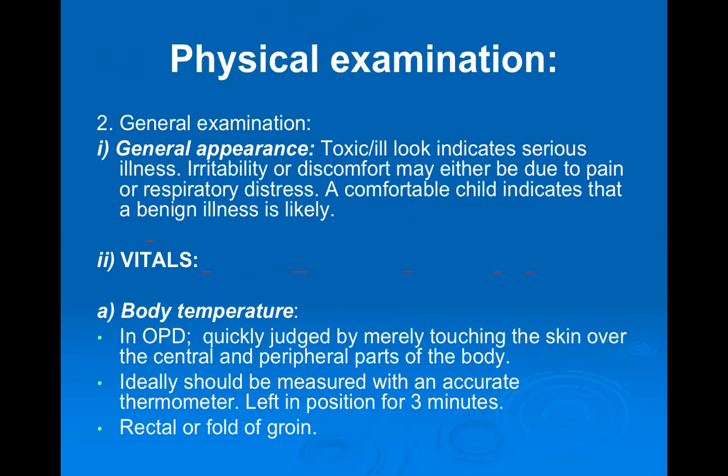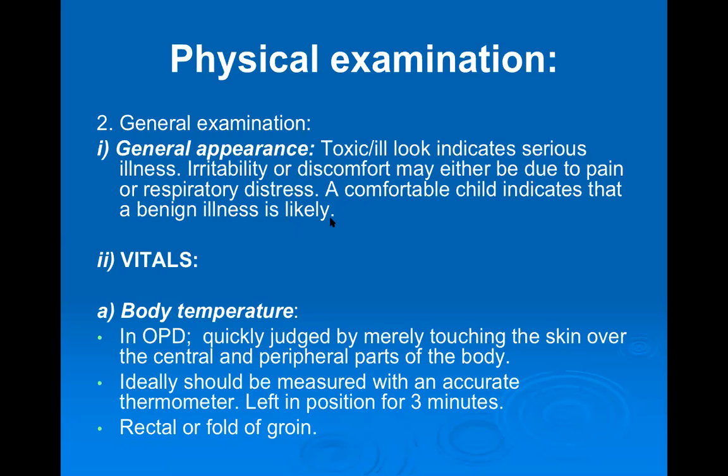Now another is to examine the general appearance, but we have already examined this. Remember the slide which I just discussed, these are only the serious underlying features. Now let's talk a bit about general things. During the general examination, if the child looks toxic or ill, toxic means very red looking face, high grade fever. From a distance we know this child is sick. This is called toxic appearance. It indicates there is a serious illness, most probably a bacterial infection. Irritability or discomfort may be due to pain or respiratory distress, and a comfortable child indicates that a benign illness is likely.